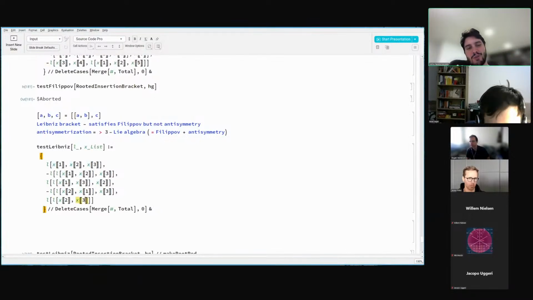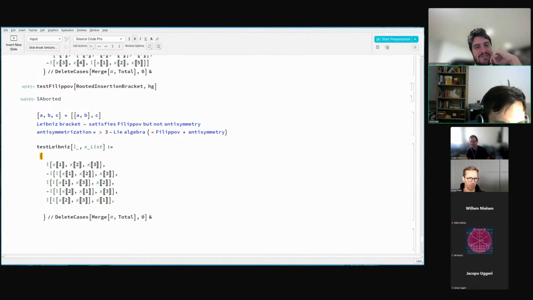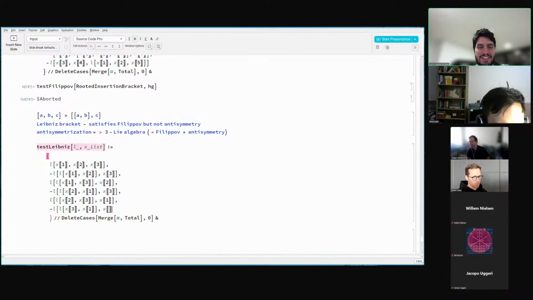But this is so cool that you have code where this can be tested. This is just amazing. Wait, no. It should be only 4 terms, right? 6 antisymmetrization? Well, it's already antisymmetric in 2. Ah, okay, so you're right. It shouldn't make a difference, but you write less.